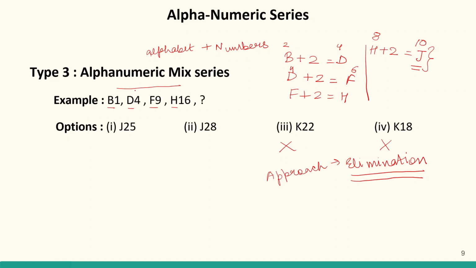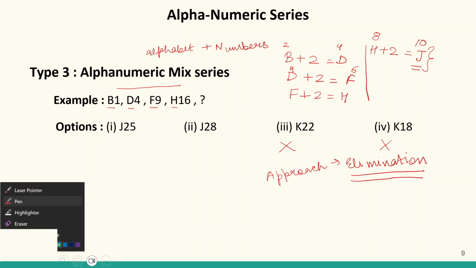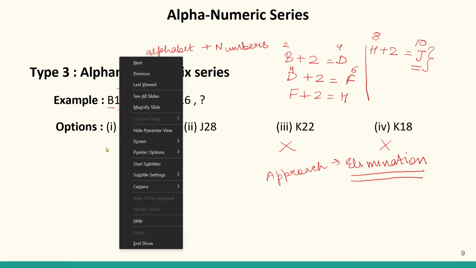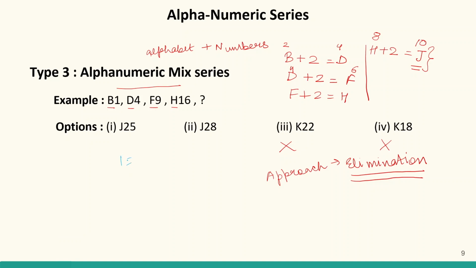Next, we have to find the relation between the numbers. What is the relation between the numbers? I told you that you have to remember the squares, right? So 1 square is 1, 2 square is 4, 3 square is 9, 4 square is 16. So what would be the square of 5? That is 25. That would be the next in numbers. So in alphabets we have J and in numbers we have 25. So this would be the answer.